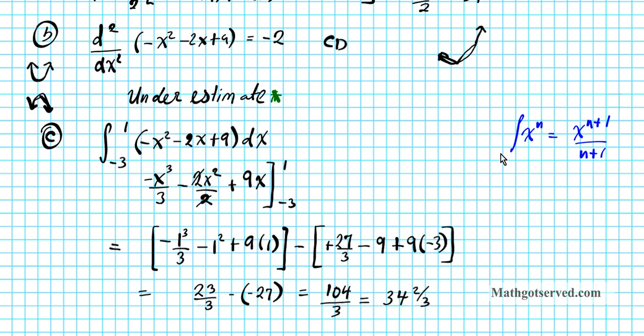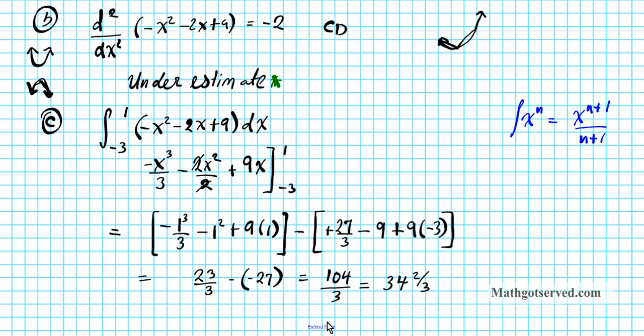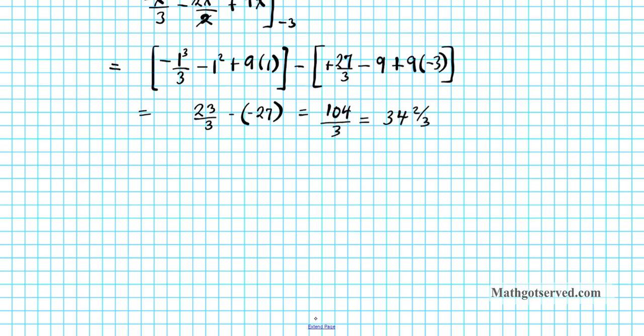Now let's go ahead and do the second part of part C, where we have to find the percentage error. That's basic math to do. So let's write down the formula first. Percentage error is basically the absolute value of the estimate minus the actual, divided by the actual, multiplied by 100. Let's go ahead and apply that here.